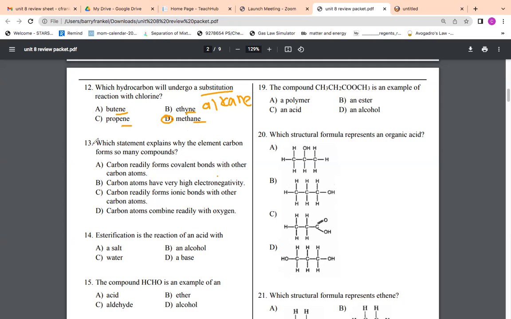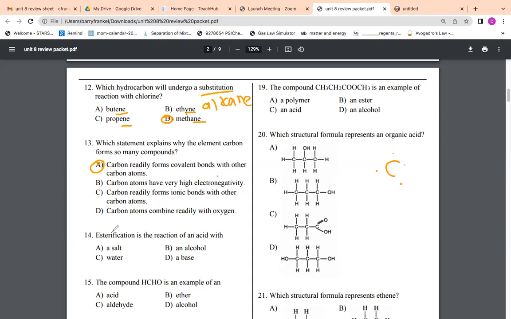Number 13, which statement explains why the element carbon forms so many compounds? This is because carbon has 4 valence electrons, and carbon can form endless chains, networks, and rings with other carbon atoms. It can form many, many covalent bonds in many different ways. So we want to go with choice A. Carbon readily forms covalent bonds with other carbon atoms.